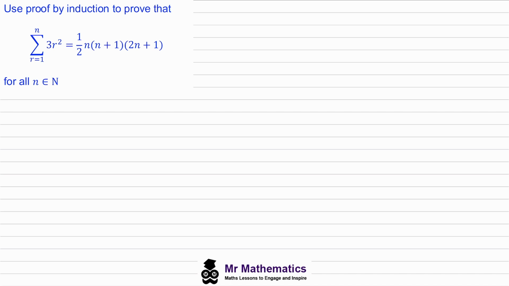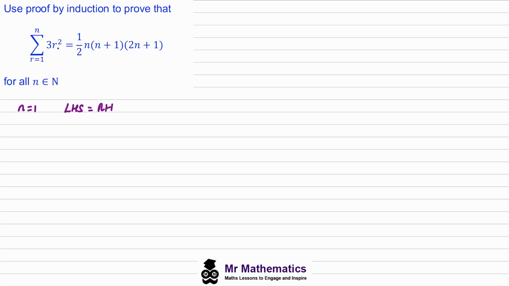So for our next example, we've been asked to prove this statement by induction for all values of n that are elements of the natural numbers. So we'll begin with our basis. This is when n equals 1. We need to show that the left-hand side is equal to the right-hand side. So we'll substitute n equals 1 to both sides.